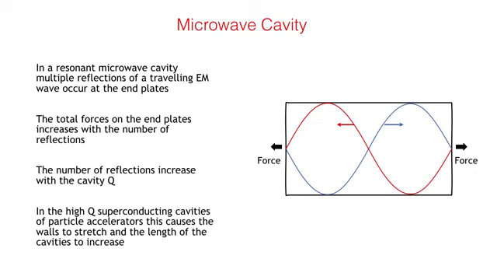An extreme example of this is the superconducting cavities in high-energy particle accelerators, where Q values can be in excess of 1 × 10^9. This causes large forces on the end plates, which stretch the niobium walls of the cavity and illustrate the potential for high thrusts in a superconducting EmDrive thruster.